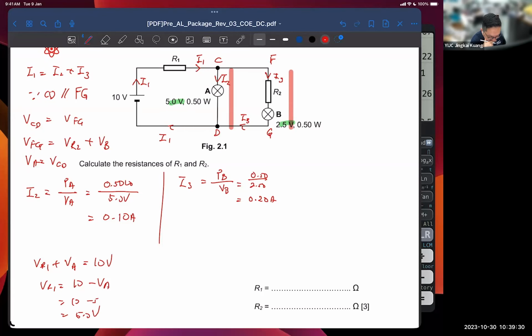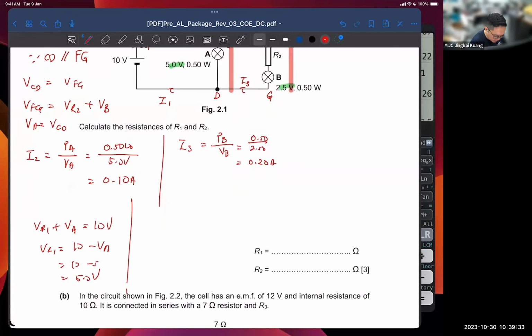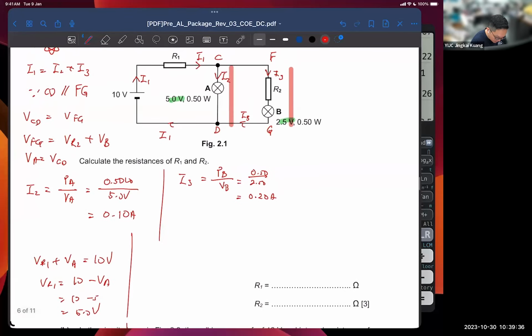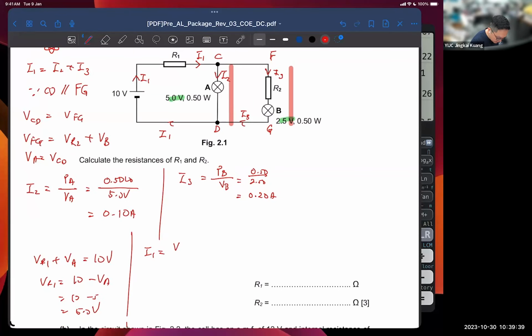So what's the reason for finding this? Then I know that I want to know I3, I1. I1 is equals to VR1 over R1. So if I substitute the values, this is 0.1 plus 0.2 equals to 5 over R1. So R1 is 5 over 0.3. So I get 16.7 ohms. So that's R1 over here.